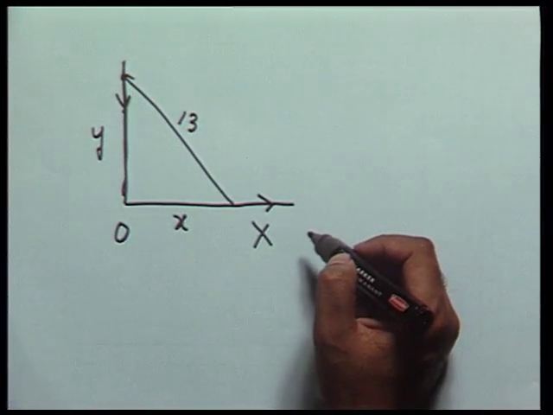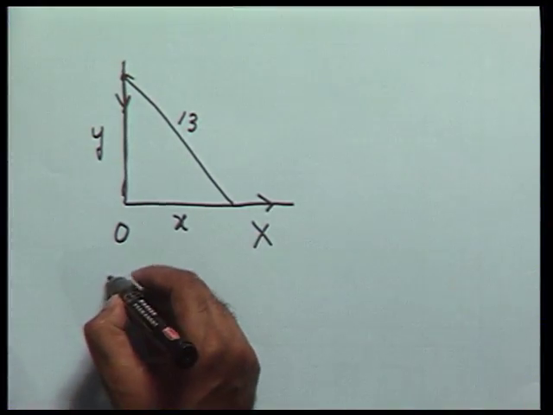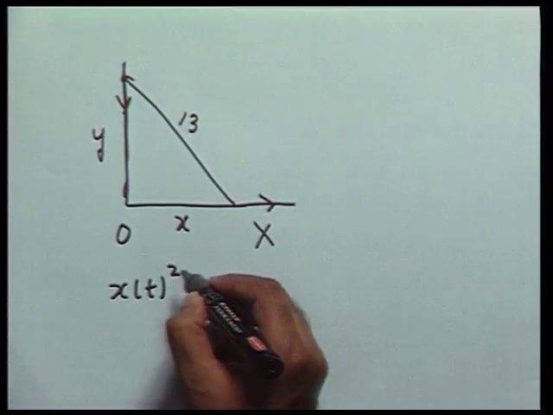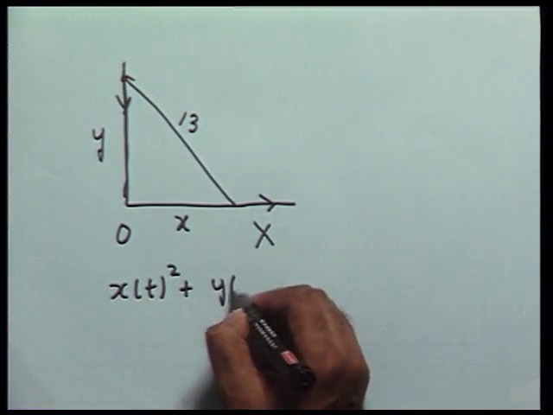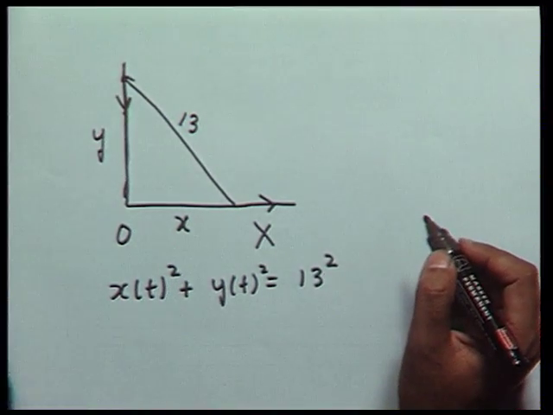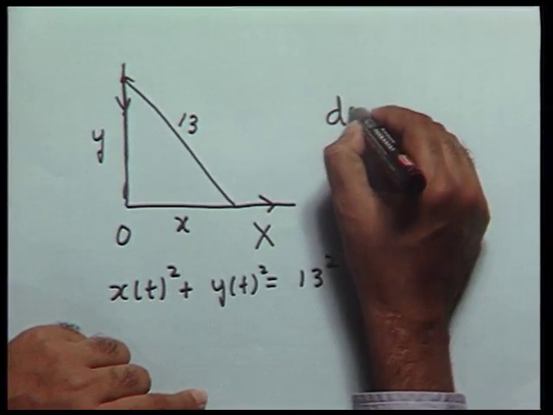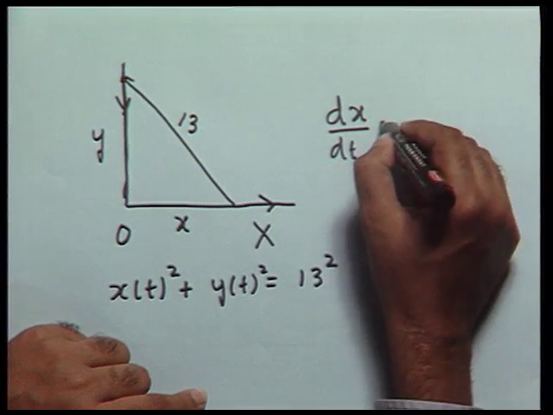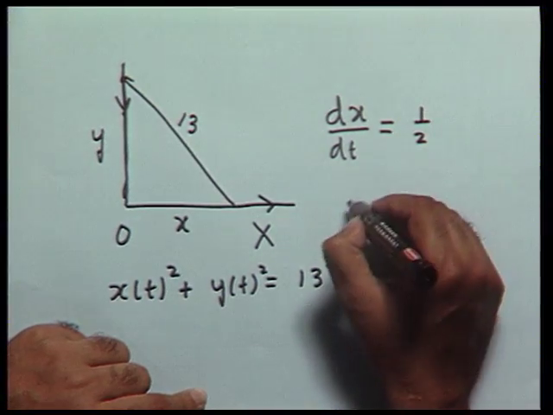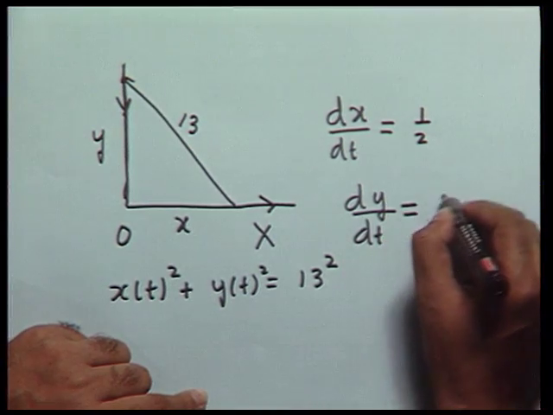We know that the base is being pulled away at the rate of half feet per second. So, of course, x is a function of time, so is y, and how are they linked? By Pythagoras' theorem, at any instant of time t, x(t) squared plus y(t) squared is equal to 13 squared. Also, I am told that dx by dt is equal to half, that is given to me, and I need to find dy by dt, the rate at which this is descending.